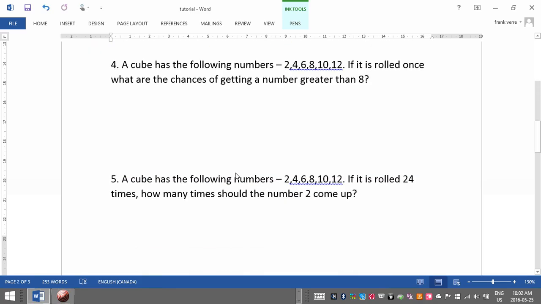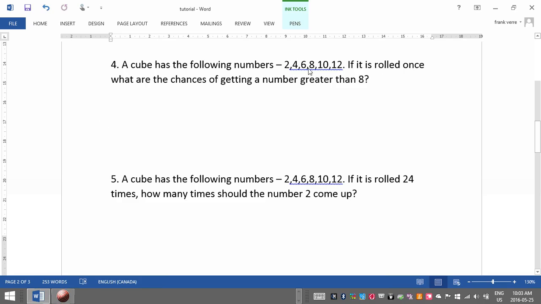A cube has the following numbers: 2, 4, 6, 8, 10, 12. If it is rolled once, what are the chances of getting a number greater than 8? So, if you look at the number sequence, the numbers greater than 8 is what you're looking for. Okay, so you can pause the video now, and then we'll hit resume when you want to see the solution.